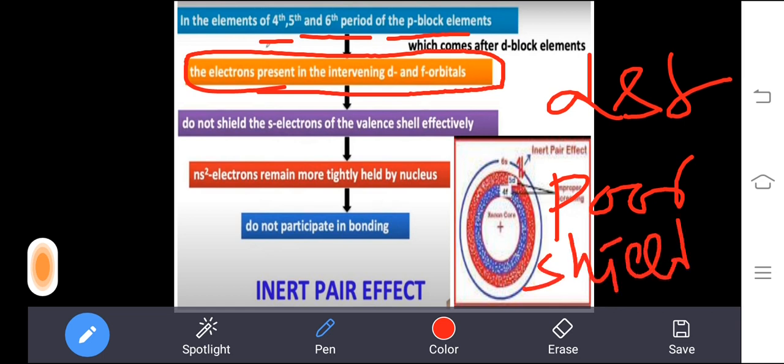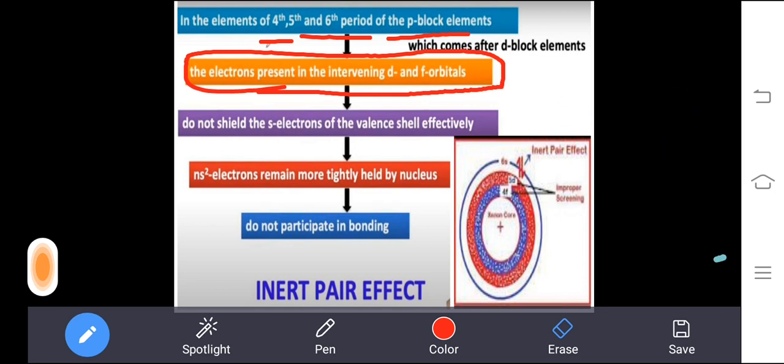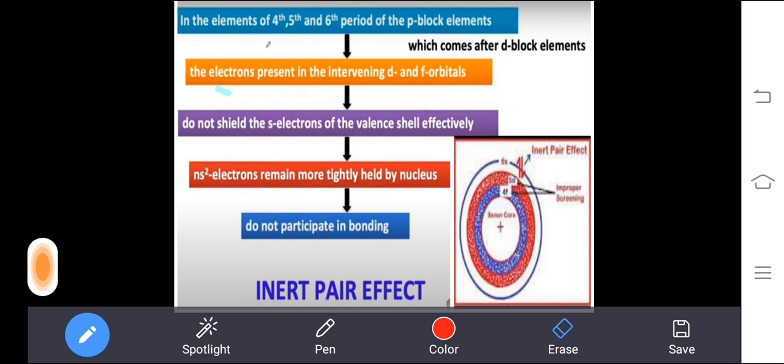Due to the poor shielding effect, the electrons present in the D and F orbitals will not shield the S electrons, which are present in the outermost shell. So the S electron will be attracted by the nucleus very tightly. Due to the poor shielding effect, the nucleus can attract the S electron very tightly.